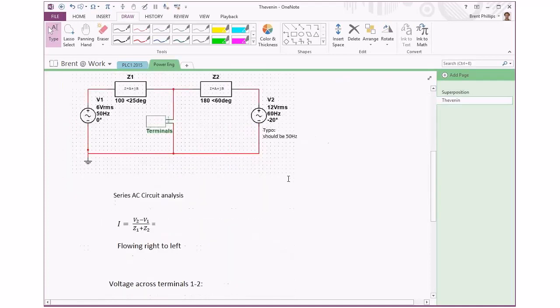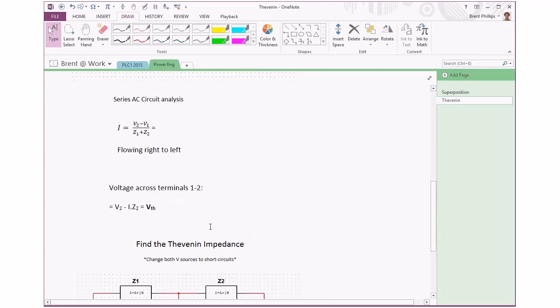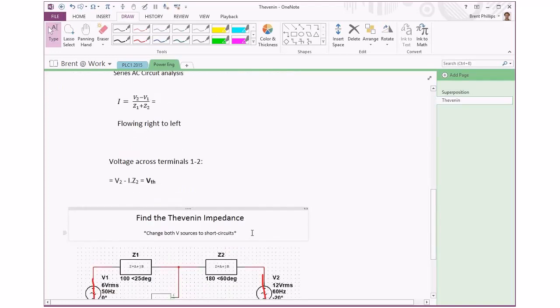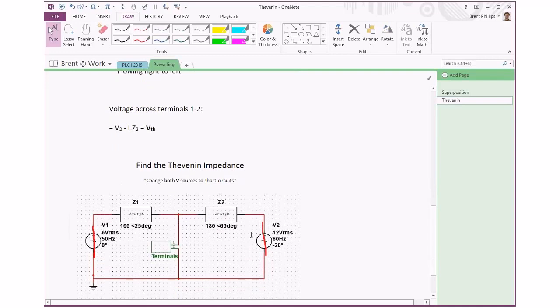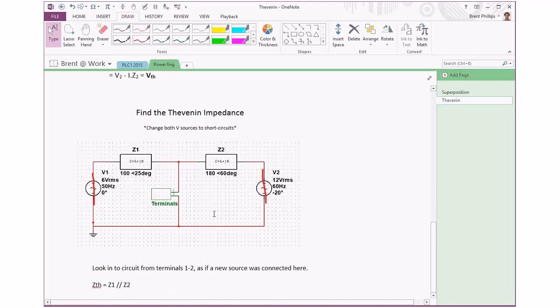Going back down the page, the second part of our solution is to find the Thevenin impedance. The first step here is to get rid of the voltage sources. These are perfect voltage sources, or ideal sources, where they have zero internal impedance, so we can replace them with a short circuit. When we do that, we're looking into the circuit from these terminals 1 and 2, as if we are going to connect a new source into here, and we want to know how much impedance will there be in the circuit when this new source tries to inject some current into the circuit.